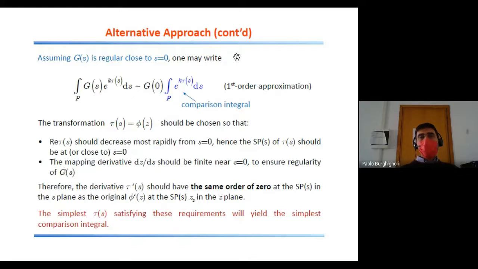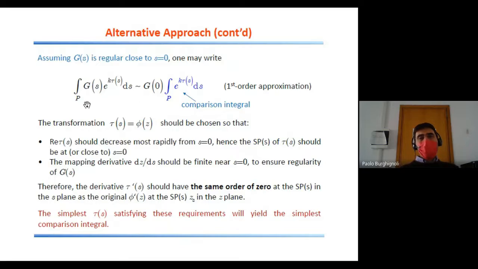Let us see how this works. For example, let us assume a simple situation in which the function g is regular close to the origin, which is our saddle point. If g is regular, we may approximate the function g with its value at the origin. So this is a constant which can be taken outside the integral. And what remains inside the integral is this blue integral here, which is called in the literature a comparison integral.